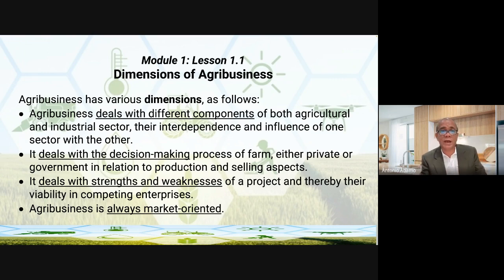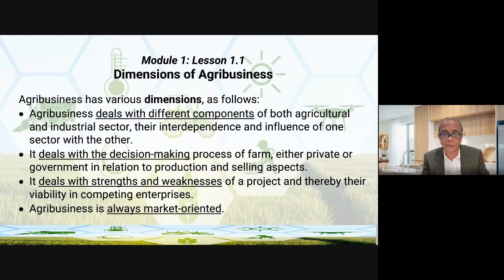Now, agribusiness has various dimensions also. One is that agribusiness deals with different components, both the agricultural and industrial sector. It's actually overlapping boundaries. Not only is it a component of the agricultural and industrial sector, agribusiness also deals with the decision-making process of the farm, either private or government related. Okay, so there is decision making. There is trying to be at the cutting edge of the changing market.